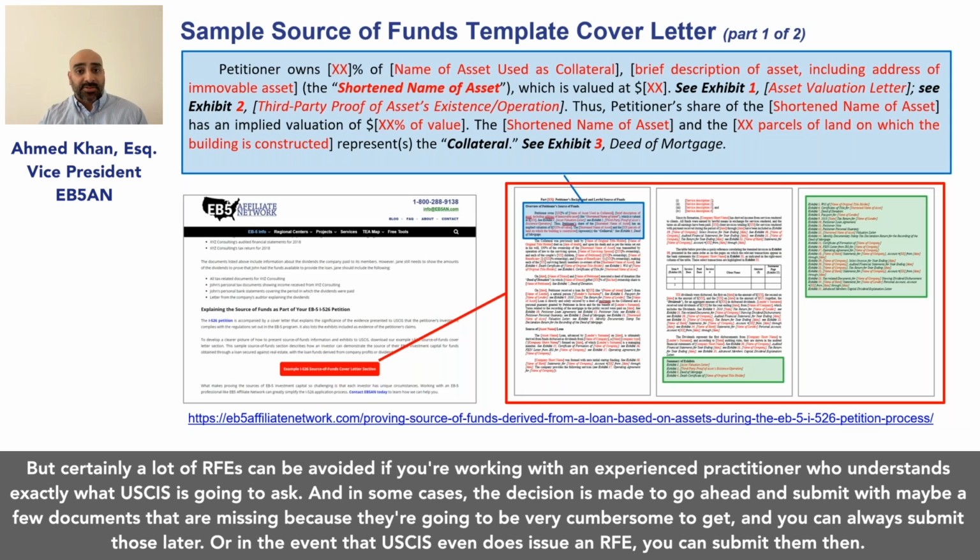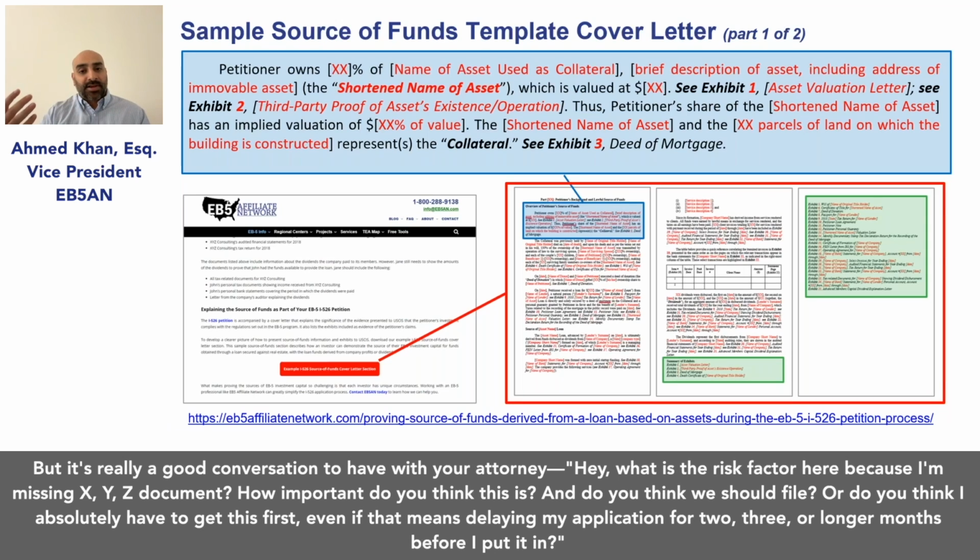And you can always submit those later, or in the event that USCIS does issue an RFE, you can submit them then. But it's a good conversation to have with your attorney: hey, what is the risk factor here? Because I'm missing XYZ document. How important do you think this is? And do you think we should file, or do you think I absolutely have to get this first, even if that means delaying my application for 2, 3, or longer months before I put it in?